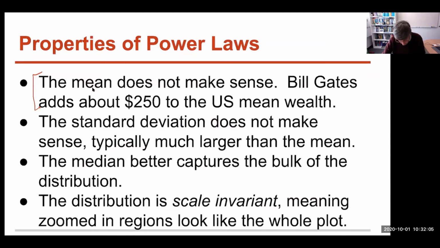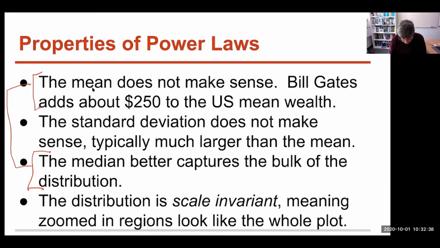What is a better statistic for measuring the behavior of a power law variable? Typically the median. Bill Gates contributes almost nothing to the median. The median wealth would be the one where half of the people are below it and half of the people are above it. It's also the case that, any questions about that? I think that should be obvious.